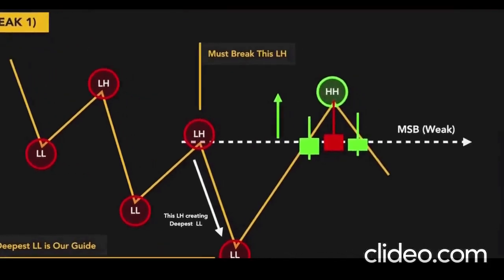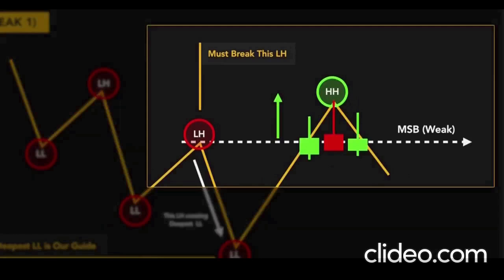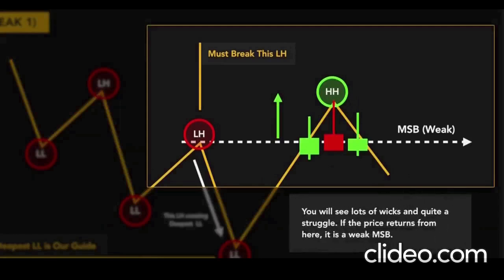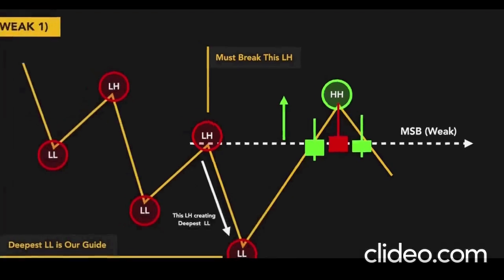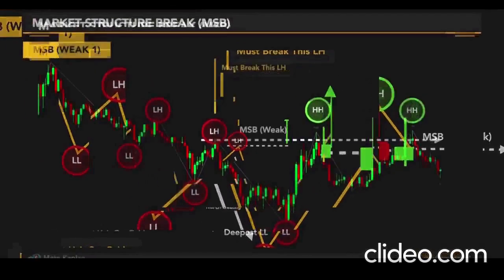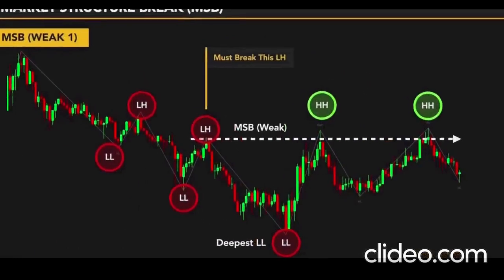The first one is very similar to strong MSB. However, instead of breaking the last lower high at once with strong candlesticks, price struggles a lot. You will see lots of wicks and quite a struggle. If the price returns from here, it is a weak MSB. Simple as that. Let's see an example.